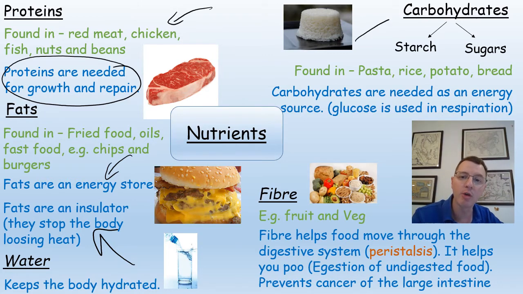The next nutrients are our carbohydrates. Now, carbohydrates are chemicals that are made out of just 3 elements. They're made out of carbon, hydrogen and oxygen. And we can see that in the way that the word is actually phrased. Carbo for carbon, hydra meaning hydrogen, and then this final word here, ate.